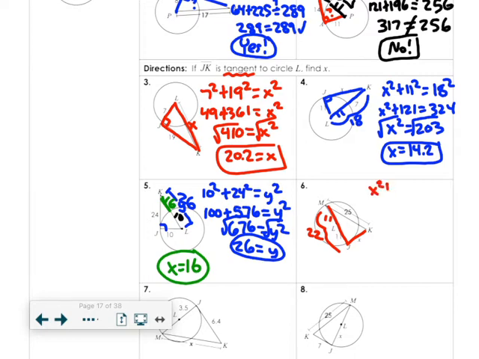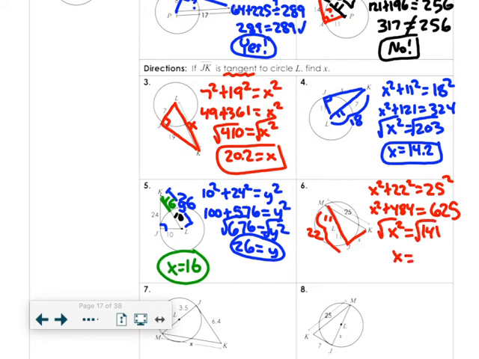We have x squared plus 22 squared equals 25 squared. This is x squared plus 484 equal to 625. Subtract both sides by 484, and we get 141. The square root of that is our answer. That's 11.9. The square root of 141, 11.9.